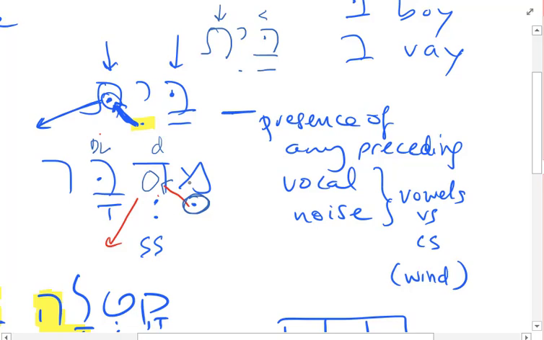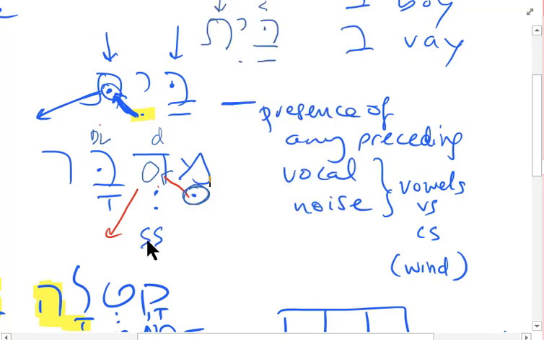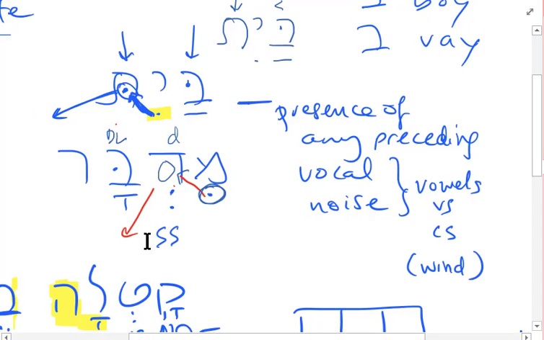All right? So that's the real principle here. The real principle here is simply dagesh lenes are always in begad kafat letters unless vocal sounds before it blow it away. Okay, that's all you need to know.